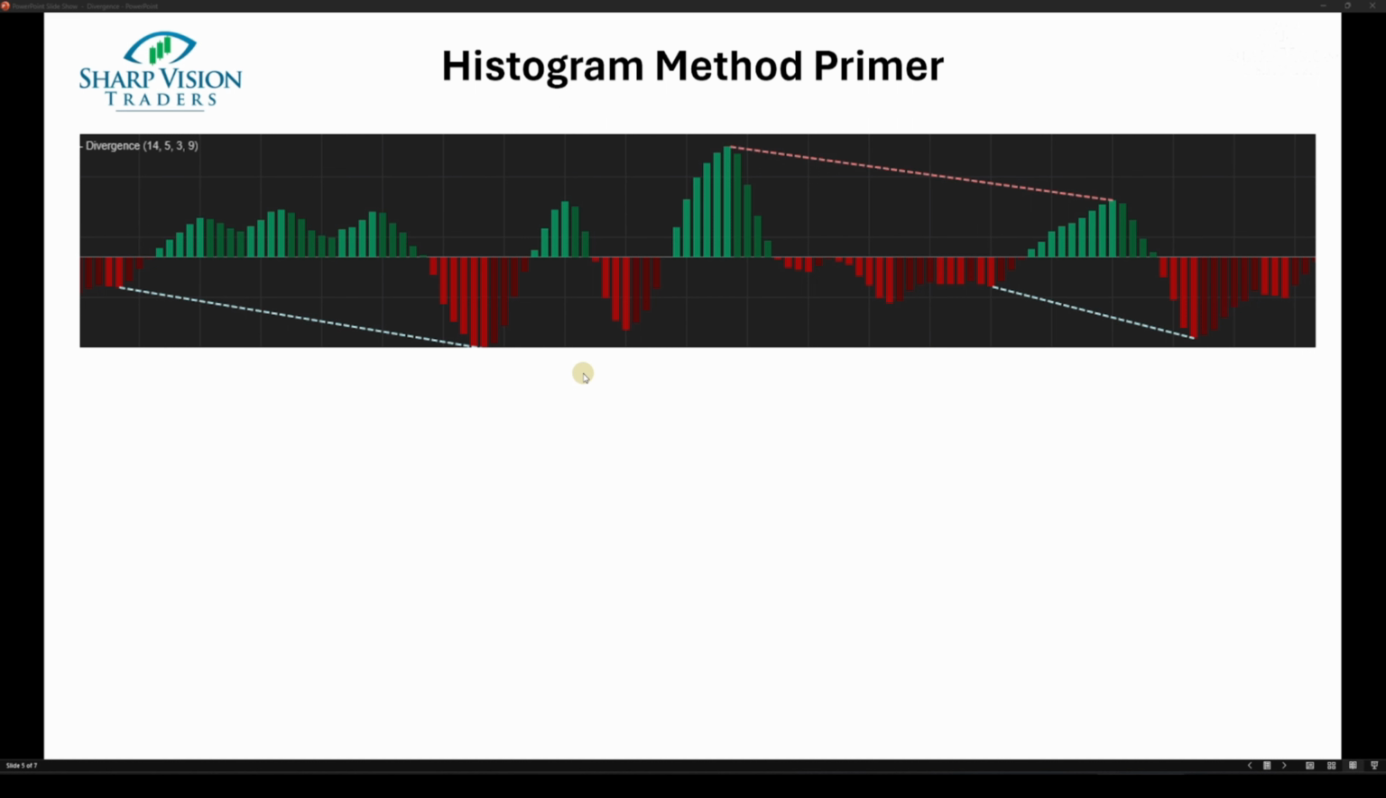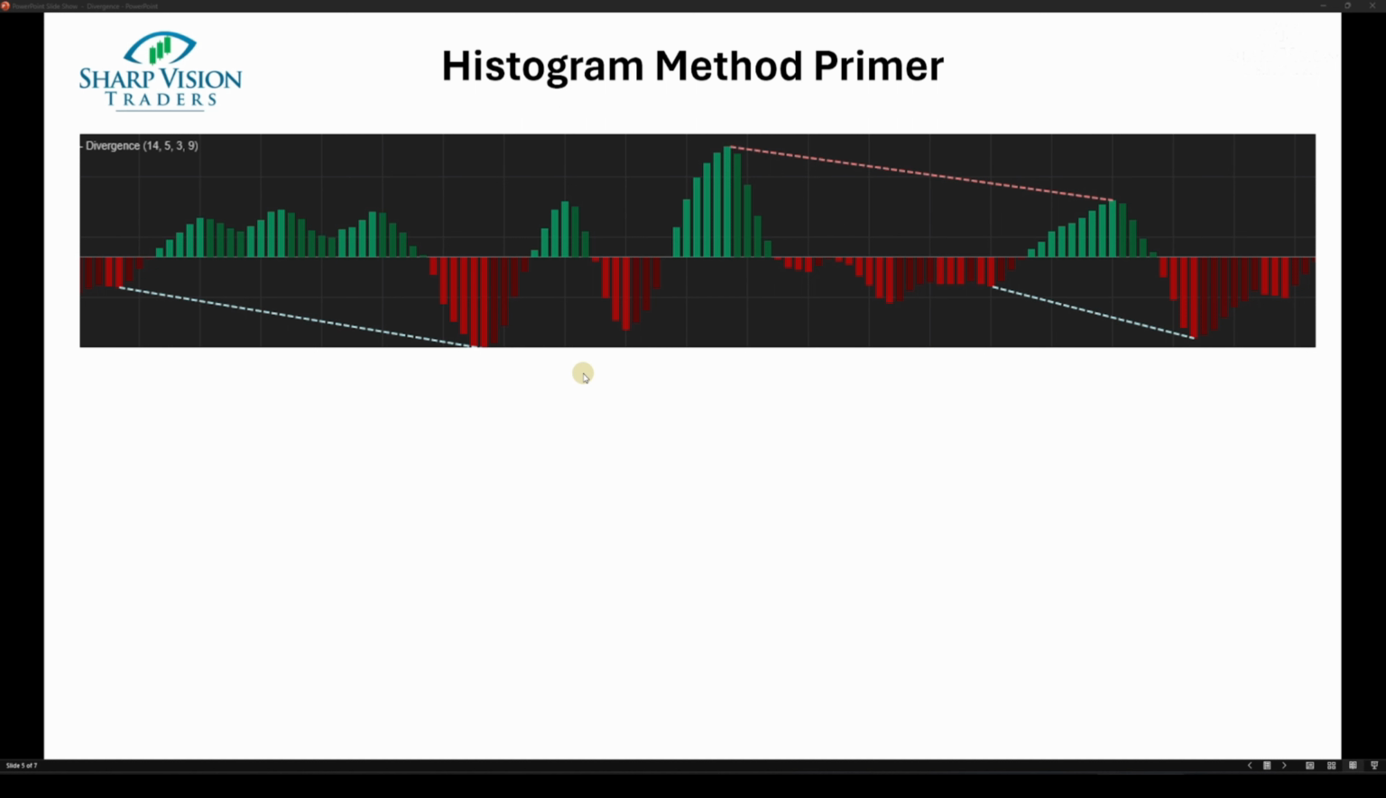Furthermore, this method provides greater adaptability compared to other divergence indicators that require users to specify a look-back period. With the histogram method, and the next method to be introduced, the look-back period is organically determined by the alternating bullish and bearish segments, enhancing its responsiveness to market changes.